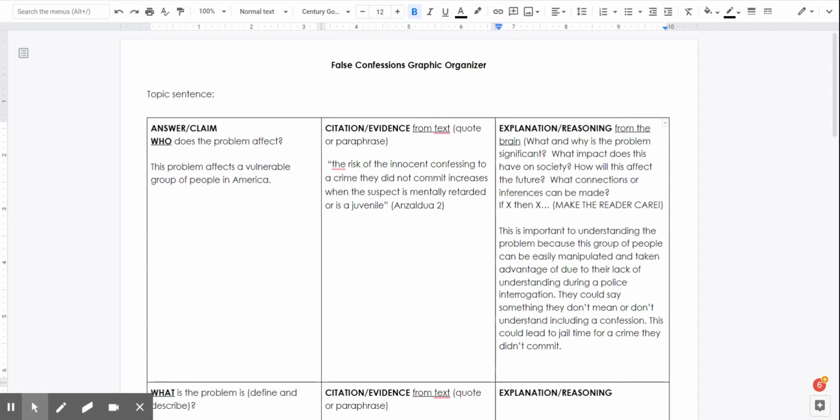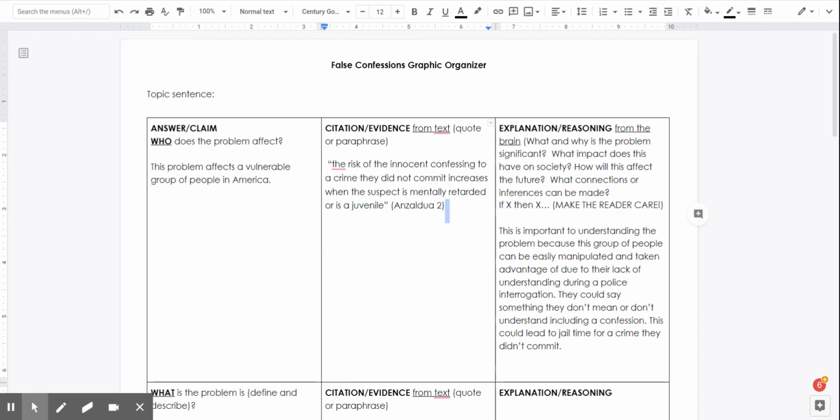I've done the first box for you. So my claim, who does this problem impact? Using the article, I have this great quote that reads, "The risk of the innocent confessing to a crime they did not commit increases when the suspect is mentally retarded or a juvenile." I take that information and I think about who these people are. Well, to me, they're people who are particularly vulnerable. So in my answer or my claim, I want to make that sort of broad statement. This problem affects a vulnerable group of people in America.